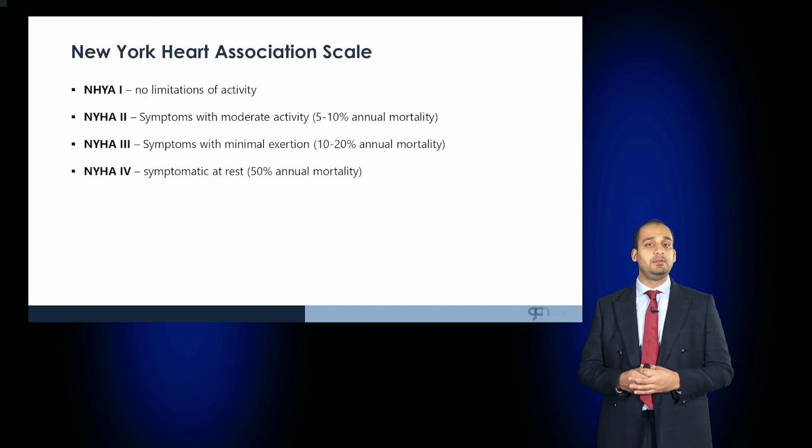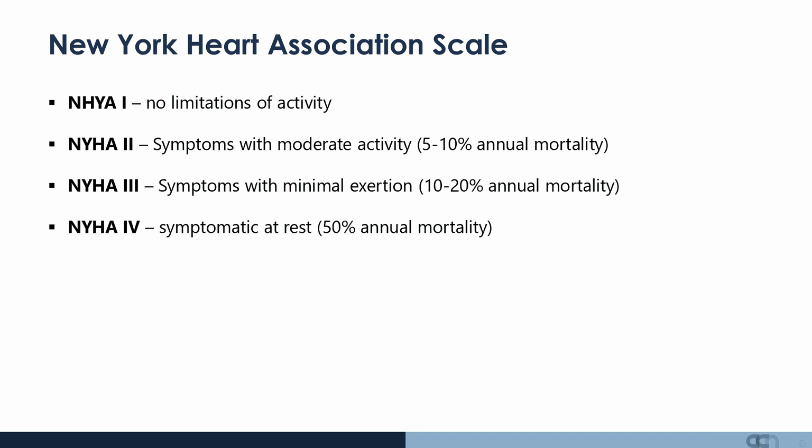Also be aware of the New York Heart Association scale, which has 4 levels. New York Heart Association level 1 suggests that the patient has heart failure but no limitations of their activity. NYHA 2 would suggest symptoms with moderate activity, whereas NYHA 3 would suggest symptoms come on with minimal exertion, and stage 4 is where the patient has heart failure but is symptomatic at rest. This is used for management as well as prognostication, so as you increase from level 1 through to 4, the annual mortality of patients also increases.